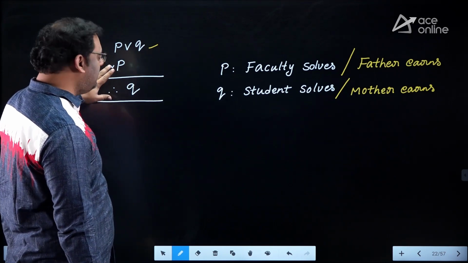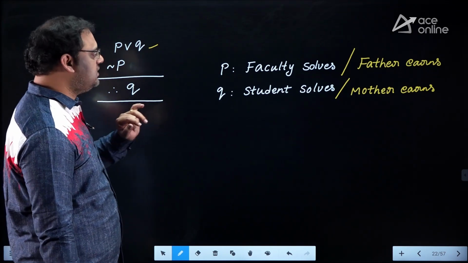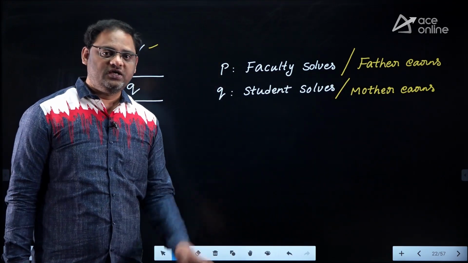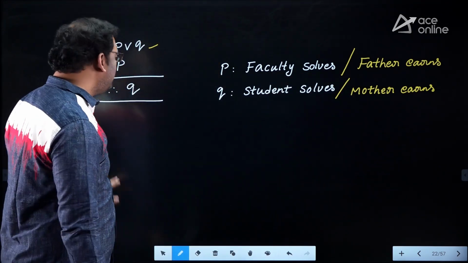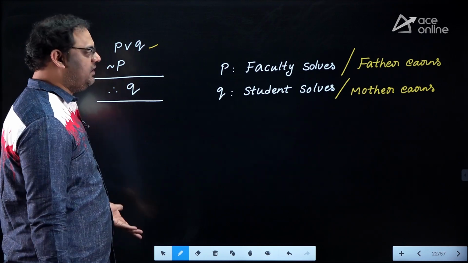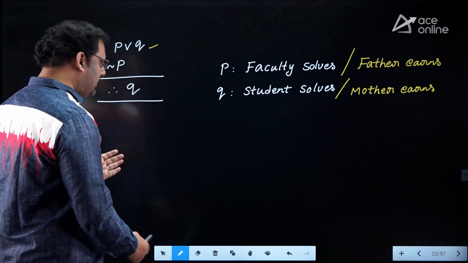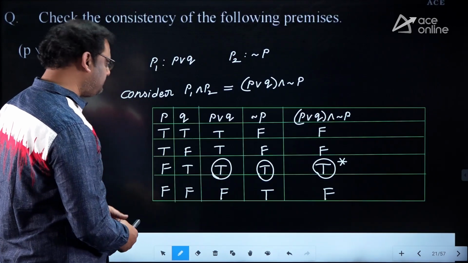And next, coming to negation P. Negation P in the sense, father is not earning. If the father is not earning, then what should be? Mother has to earn for the family. Otherwise, the statement P OR Q cannot be true. That is the point I am saying here.